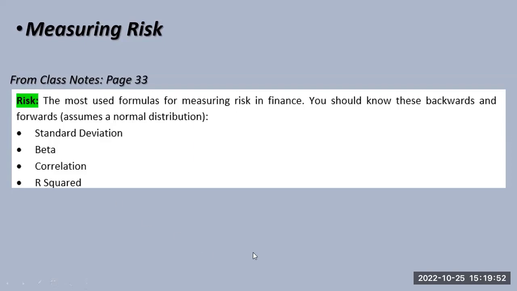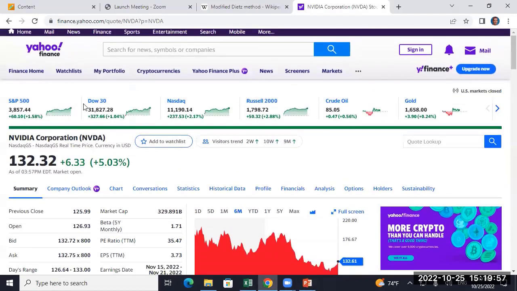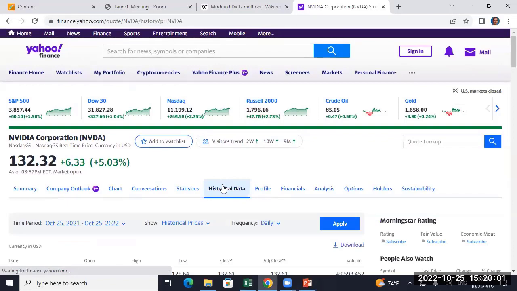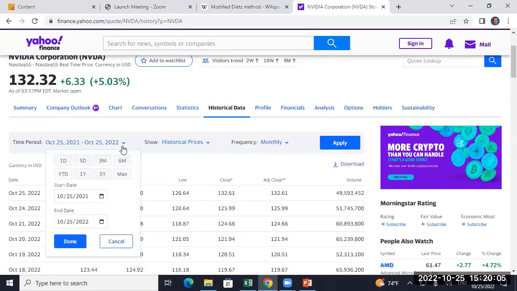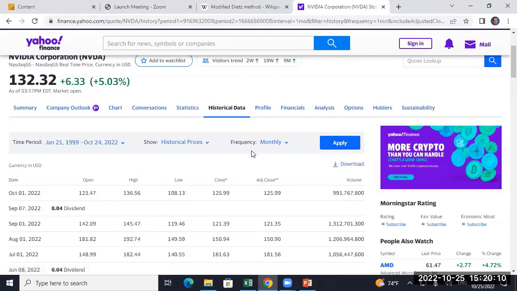So let's try it. Let's see if I have enough time. I'll probably do this twice. Let's do this with NVIDIA. Let's bring in monthly data back as far as we can go. How far back? 1999. That's pretty good. So I'm going to download that.